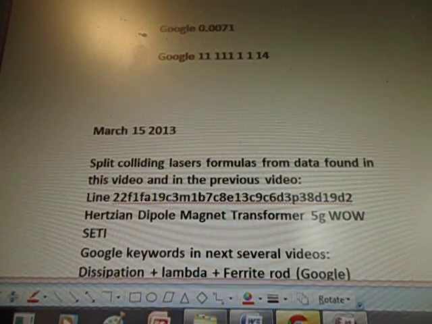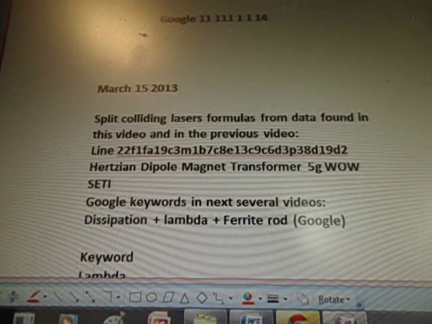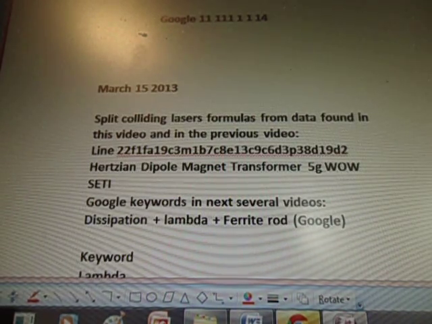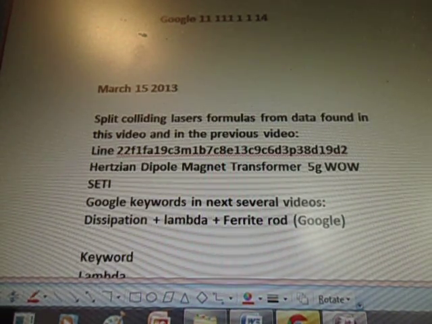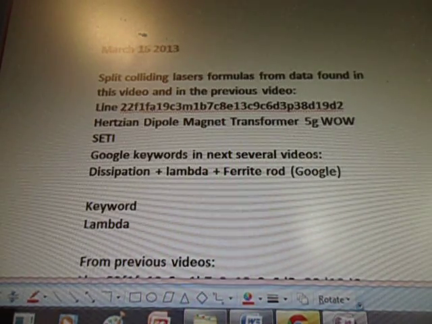March 15, 2013, today is the 24th. Split colliding laser formulas from data found in this video and in the previous video. Line 22f1fa19c3m1b7c8e.